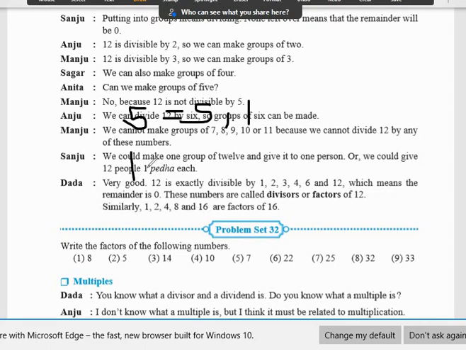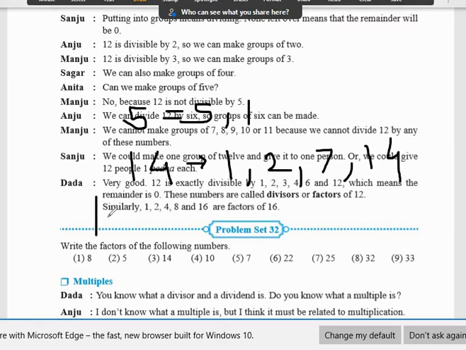Then 14. Now see, 14 is present in the table of 1. 1 fourteen is 14. Then 2 sevens are 14. Not in the table of 3. 4 no. 5 no. 6 no. Then 7. Then which table? 14 table, 14 is present.